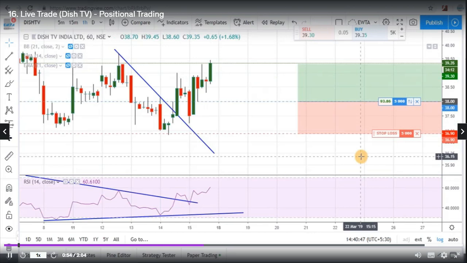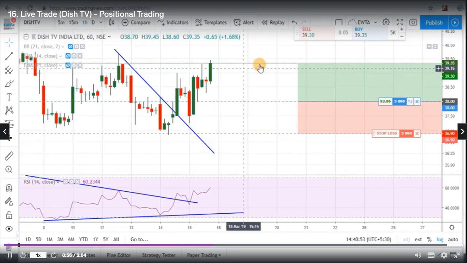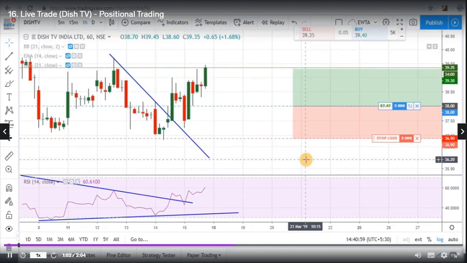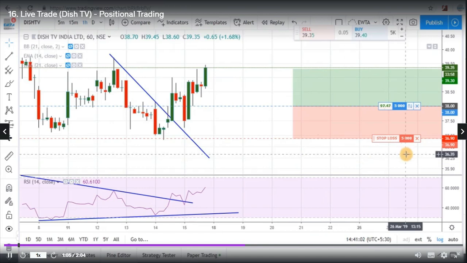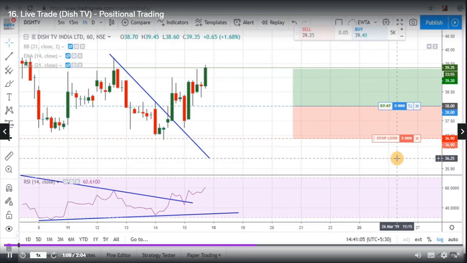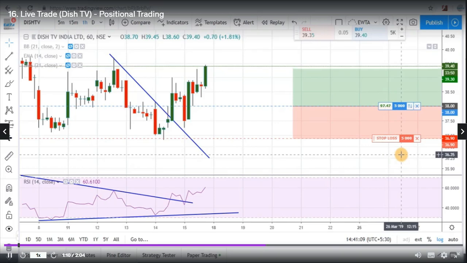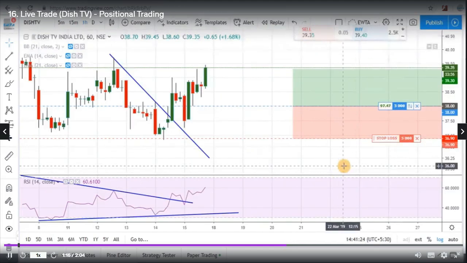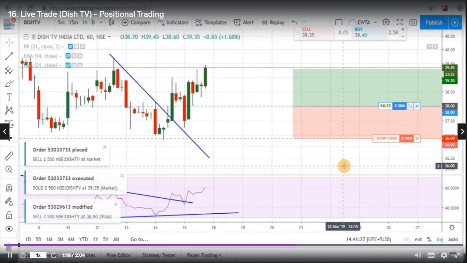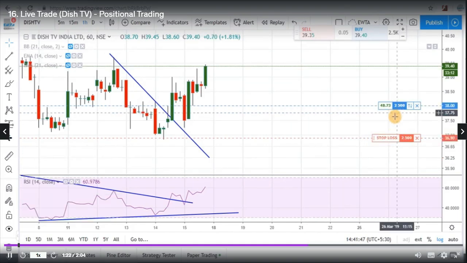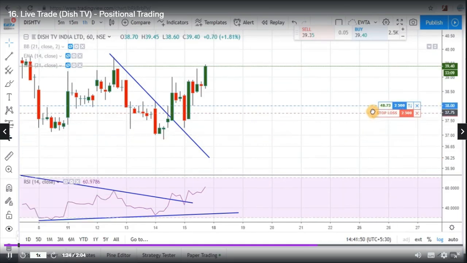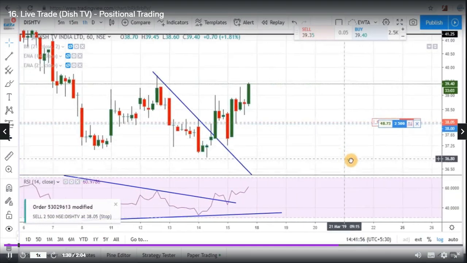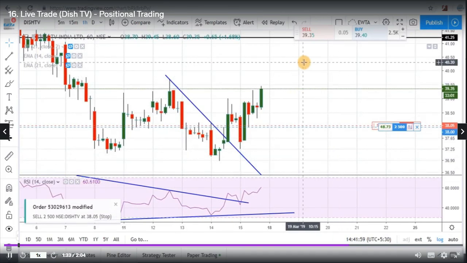Now currently there is $93 profit in the stock, and prices are trading at approximately 1:1 R2R. So I am exiting from my half position. The bought quantity is 5,000 shares, so I am selling 2,500 shares out of 5,000 shares. So this is my half quantity, and I am shifting my stop loss level to the break-even point and setting my target at 1:2 R2R.